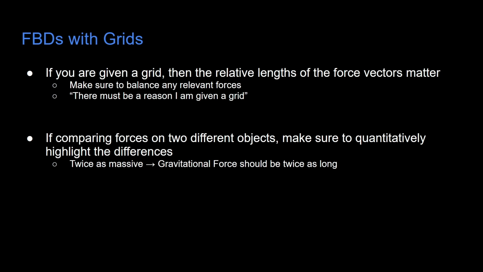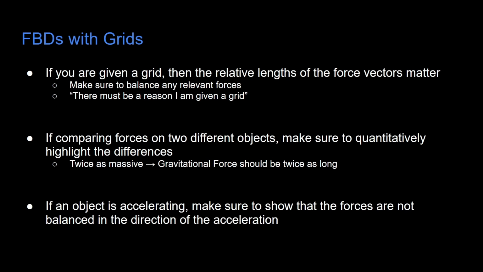Or if you're increasing the separation of two objects by a factor of 2, the attractive force should go down by a factor of 4. So think ratios when dealing with these grid questions, if there's any known values there. And also, if an object is accelerating, make sure to show that the forces are not balanced. So if an object is accelerating to the right, there must be a net force to the right, so your rightward arrows must be longer than your leftward ones.